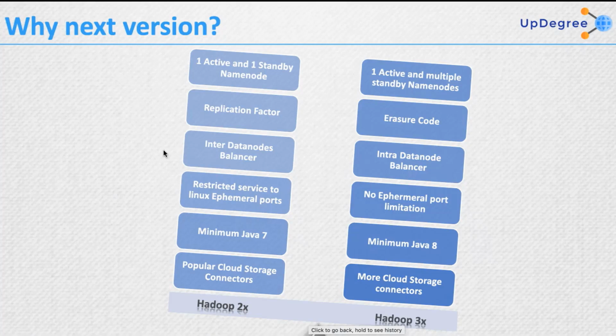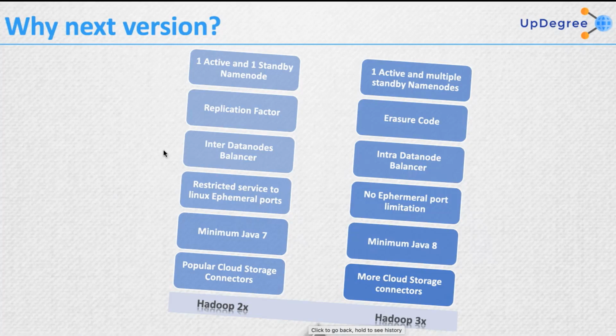On the left hand side, again with 2x, you can see that we have a replication factor, which means the data gets copied 3 times, which means you have a 200 percent overhead of storage. Then in 3x, Apache has added erasure coding, which reduces this storage overhead. Later on, when we talk about the motivations and features of 3x, we will understand what exactly erasure coding means.